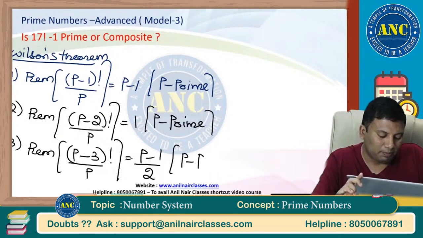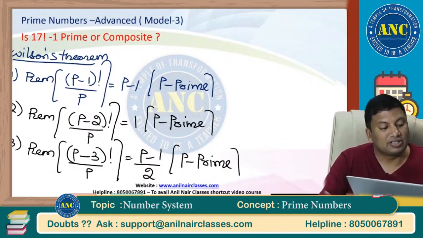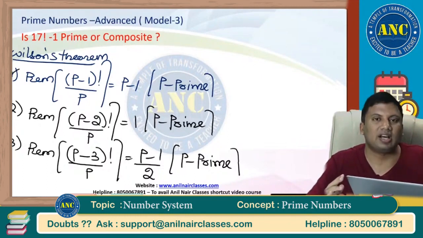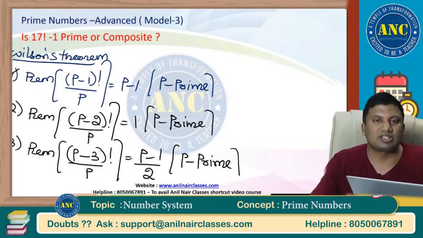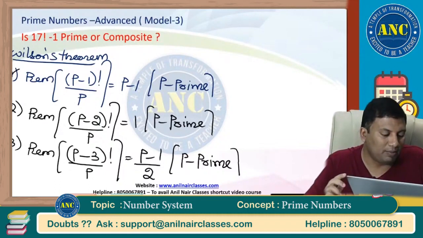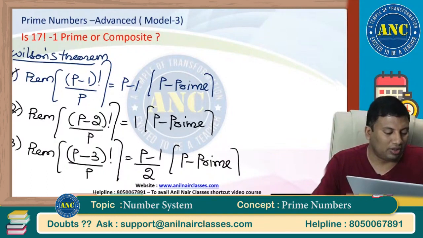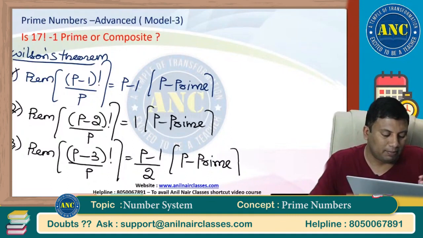These are the three important conclusions, the corollaries of Wilson's theorem. In the previous class, I discussed the proof of each and every one. Go back and see previous classes of prime numbers. You will understand why it came. The proof I have discussed by using backtracking. P minus 1 factorial by p, p minus 1. P minus 2 factorial by p, remainder is 1. P minus 3 factorial by p, p minus 1 by 2, when p is a prime number.